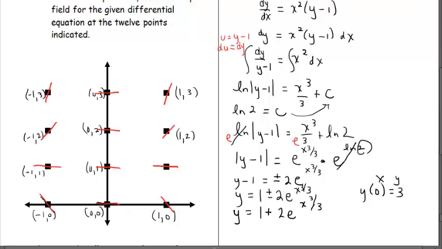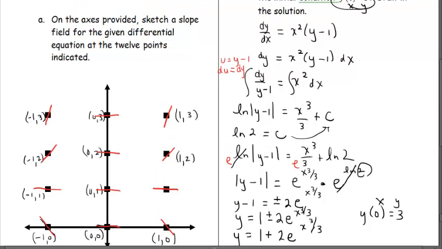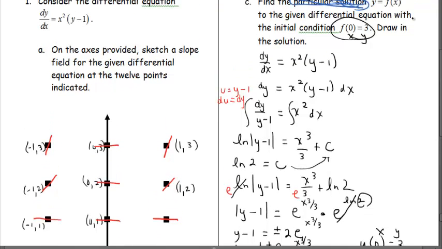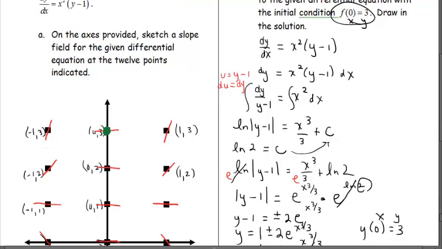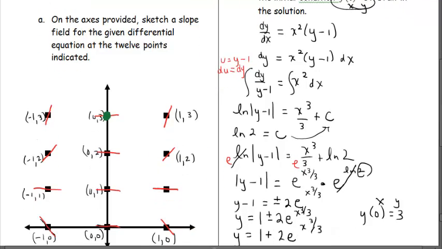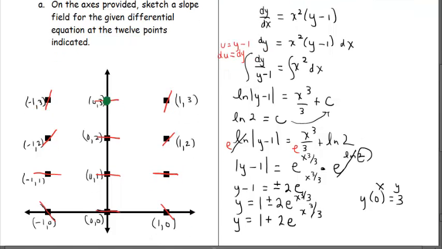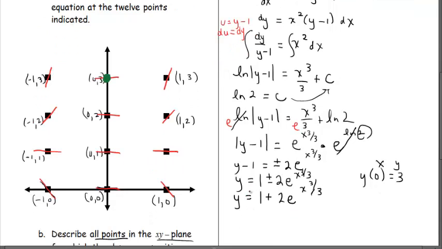Looking back, I don't think I answered the full question. It says draw in the solution. So let me go to 0, 3, right here, and use the slope segments as a guide. It's exponential. I'm kind of surprised they want you to draw this, but I guess not so much now that we found the solution.